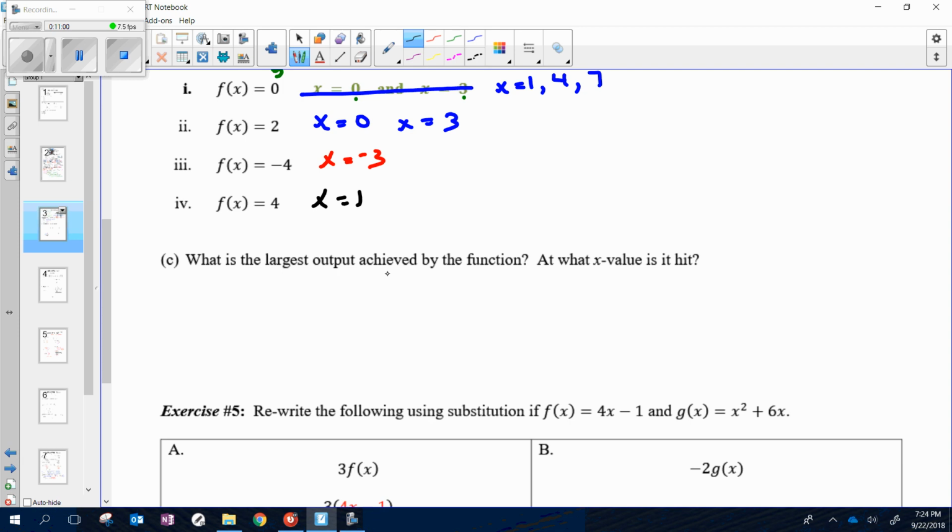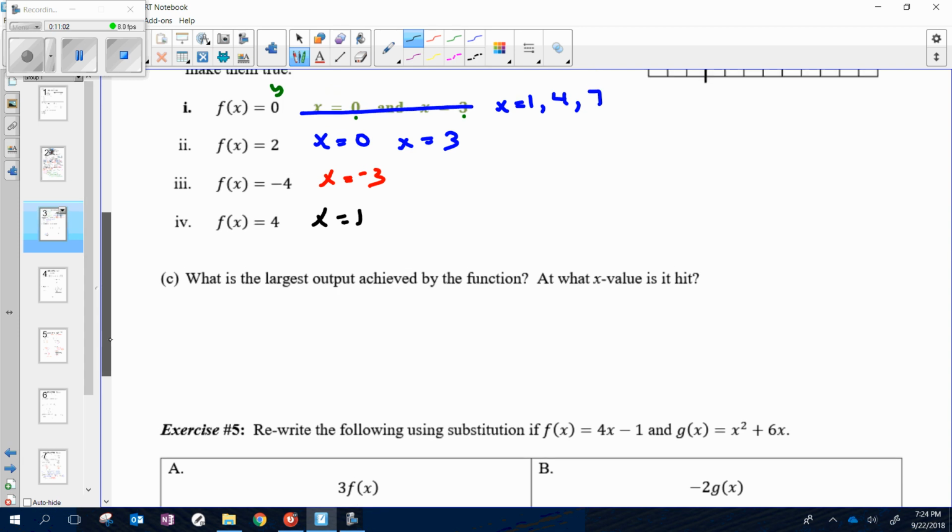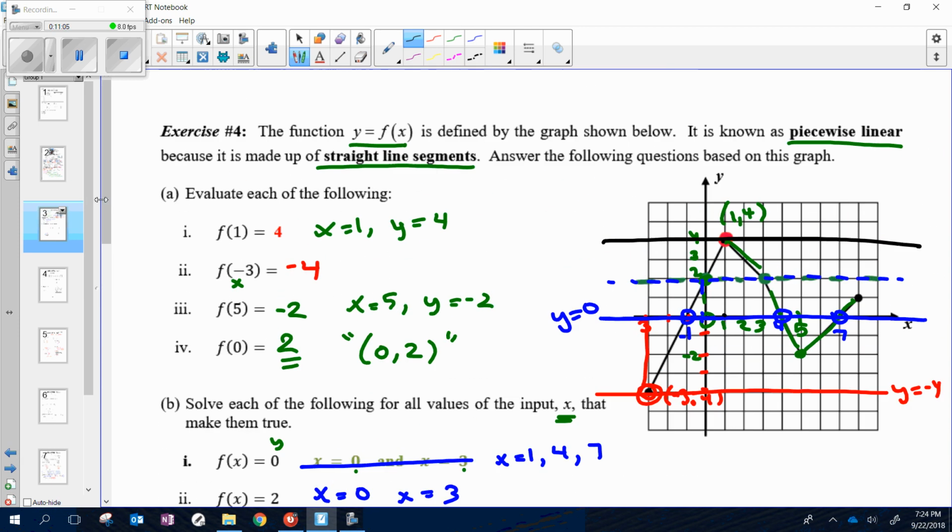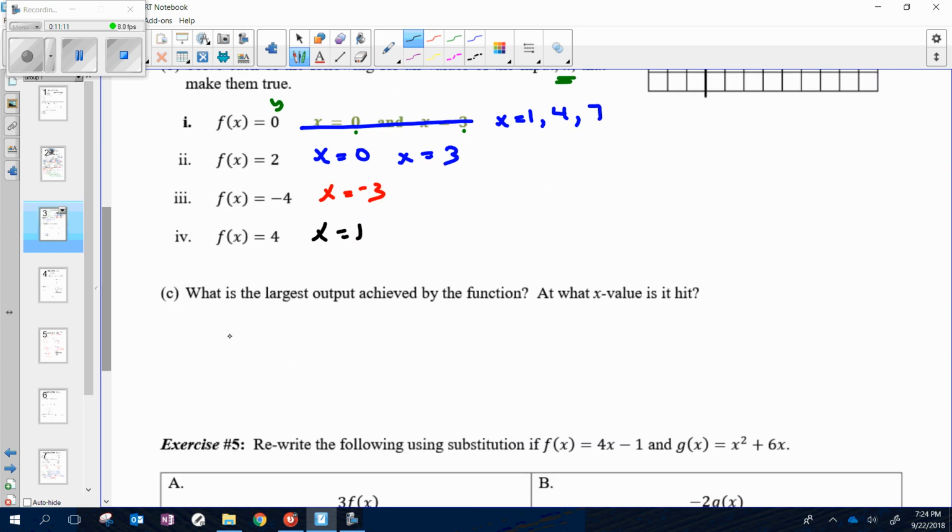What's the largest output achieved by this function? At what x value is it hit? So the largest output is 4, and that hits at 1. It's the highest point on the graph. Largest output, 4, x value, 1. It's the highest point.